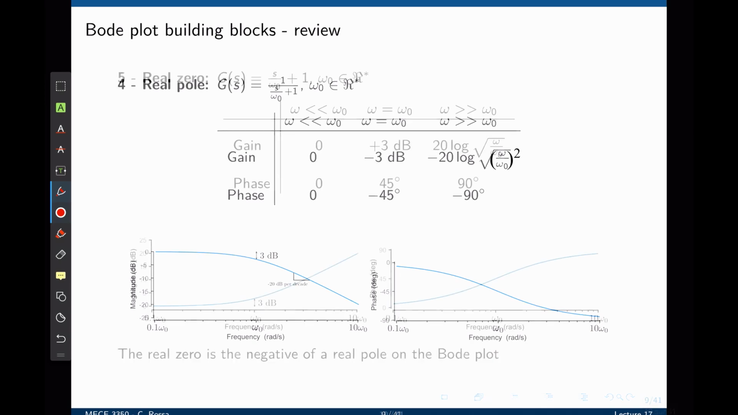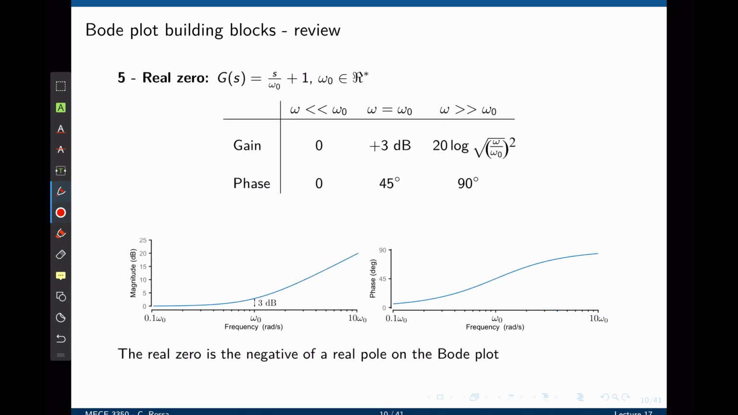The last building block that we addressed in the previous lecture is the real zero. The real zero is given as s over ω0 plus 1, where again ω0 is the cutoff frequency of the zero. We notice a very similar trend as the pole. Before the cutoff frequency, the phase is 0 and the gain of the transfer function is also 0. At the cutoff frequency, the phase is positive 45 degrees, and the gain now goes to positive 3 decibels.